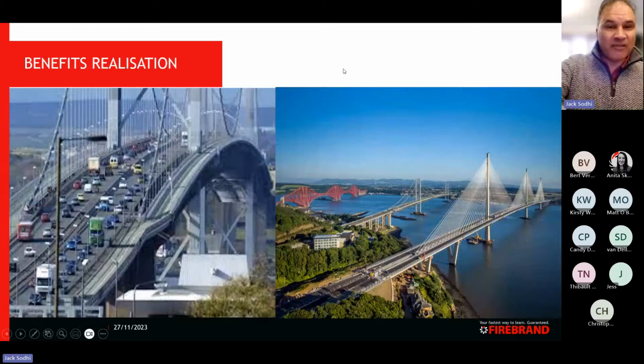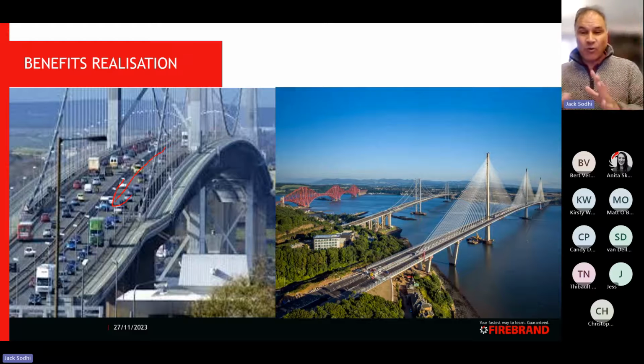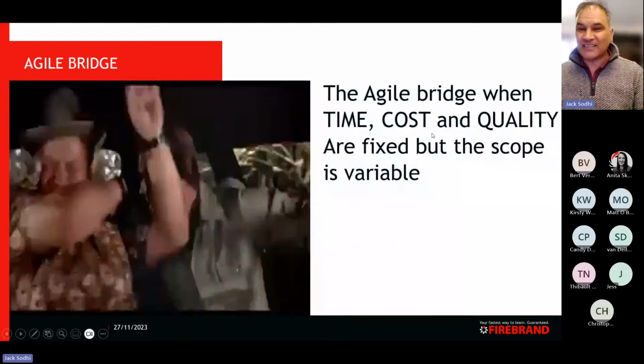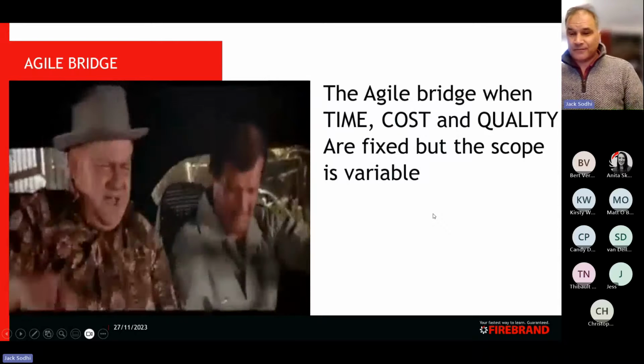So at some point they finished the bridge, and then now saying, look at how many cars are passing. They could measure that. They could measure the loads of the bridge. All the things which are part of the benefits will be measured at this point over some period of time. But I did come across an agile bridge, and this was where time was fixed, cost and quality, but the scope was variable.